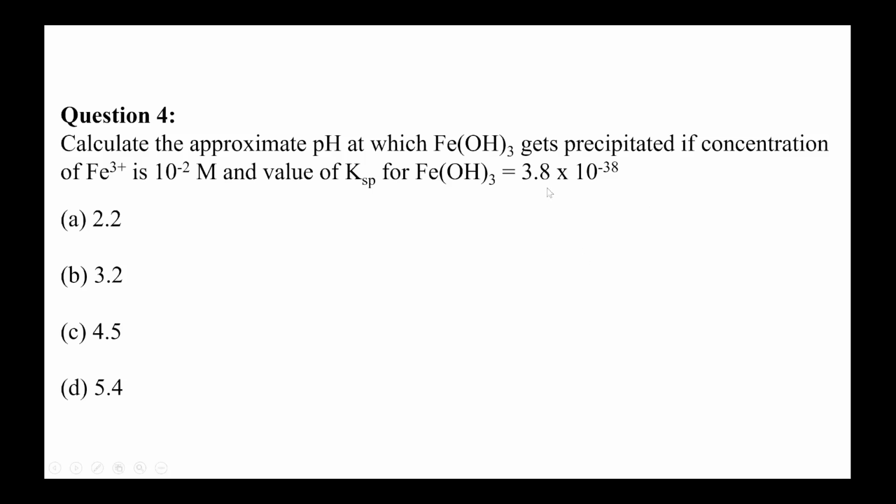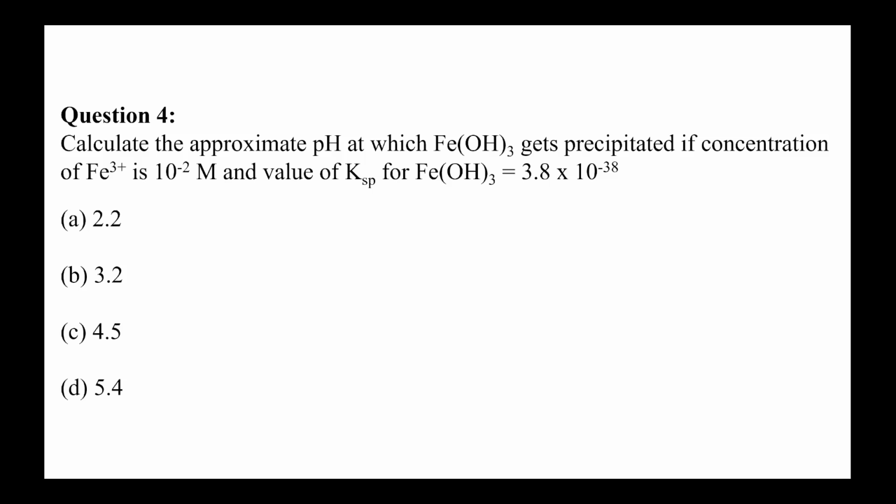So the solubility product of Fe(OH)3 is given. You have to calculate the approximate pH at which Fe(OH)3 will precipitate. And the Fe3+ concentration is given. I've told you how to write the solubility product in terms of the ion concentrations. So Fe(OH)3 will dissociate into 1 ion of Fe3+ and 3 moles of OH- ions. Okay, so 1 mole of Fe3+ ion and 3 moles of OH- ions.